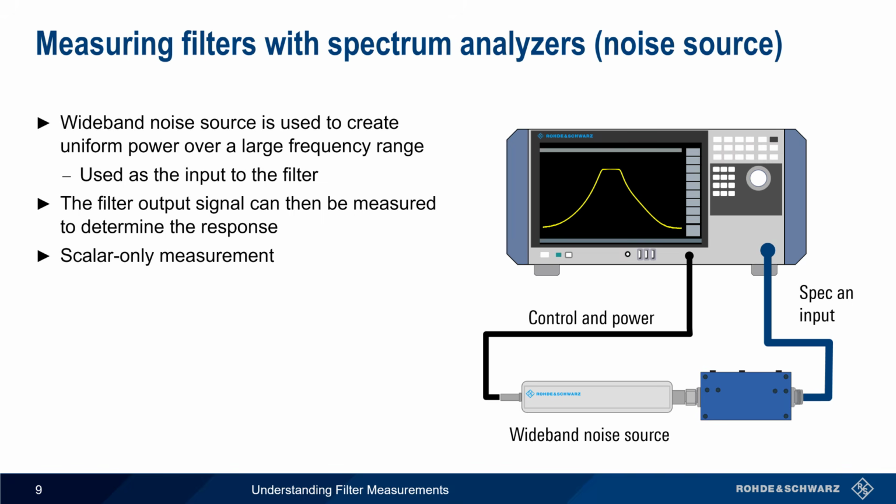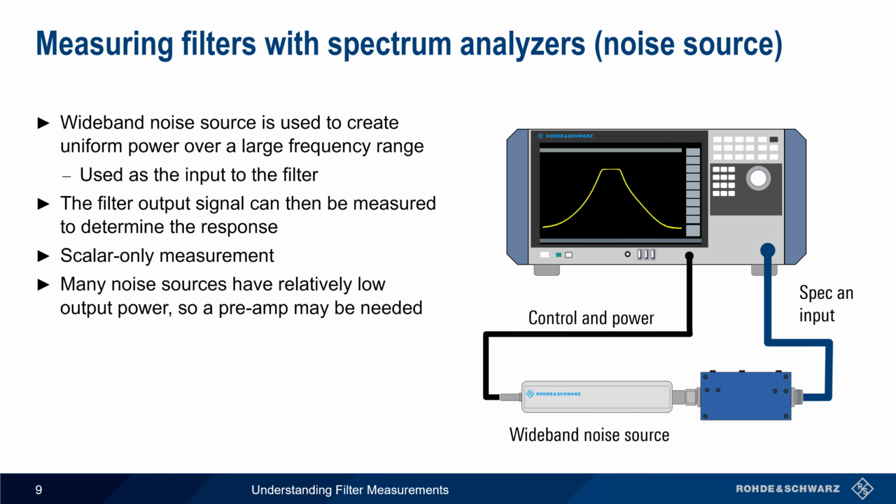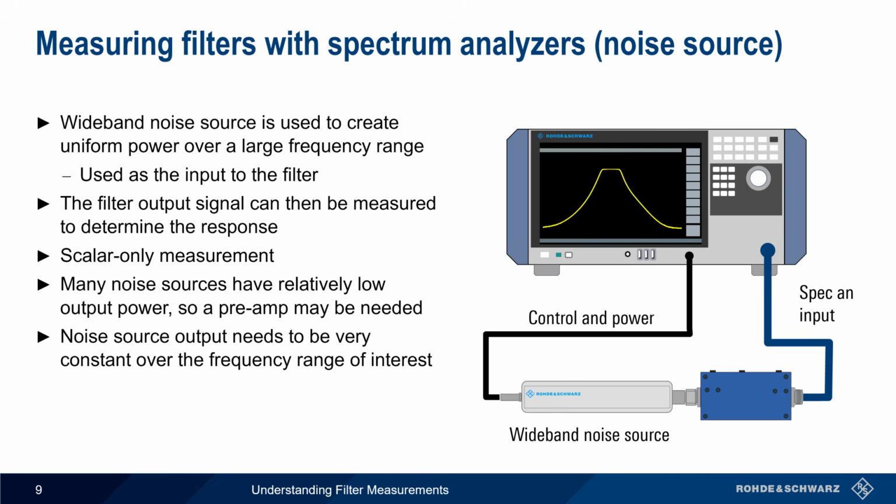Another thing to keep in mind is that many noise sources have relatively low output power, so a preamplifier may be needed between the noise source and the filter under test. In addition, the noise source should have a more or less constant power level over the frequency range of interest. And finally, averaging the measurement traces on the spectrum analyzer can be helpful in getting clear and precise measurement results.